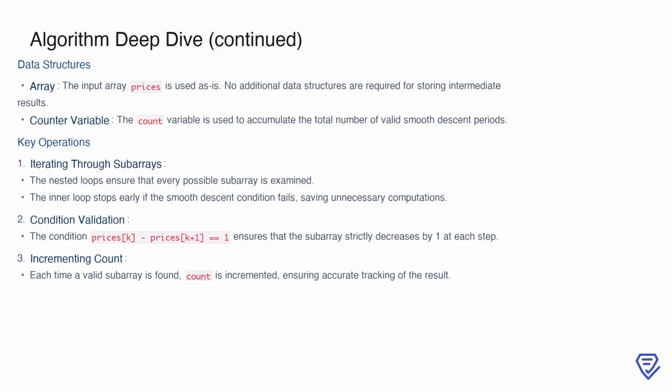However, the inner loop is optimized to terminate early if the smooth descent condition fails, which helps to avoid unnecessary computations. The validation step focuses on the condition prices[k+1] == prices[k] - 1, ensuring that the subarray decreases by exactly 1 at each step. Every time a valid subarray is identified, the algorithm increments the count variable, guaranteeing that the result accurately reflects the total number of smooth descent periods found.